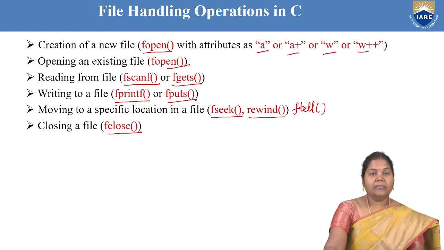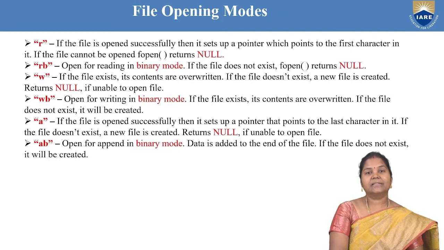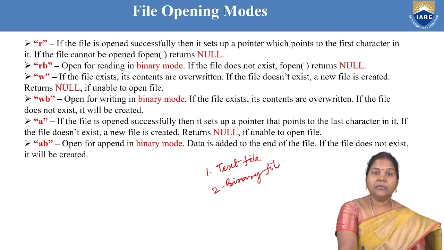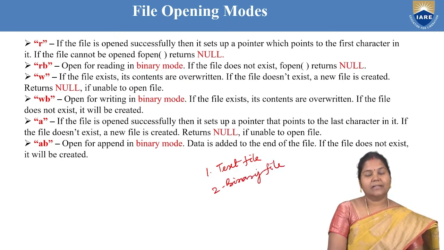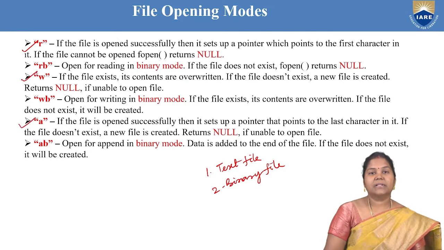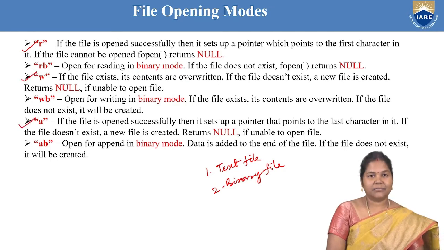Now, after understanding the basic file operations, let us understand the file opening modes. The files can be of two types: one is the text file, another one is the binary file. Now, if you want to deal with a text file, what are the modes you should use? There are three basic modes: read mode, write mode, and append mode. These are the three basic modes for a text file.